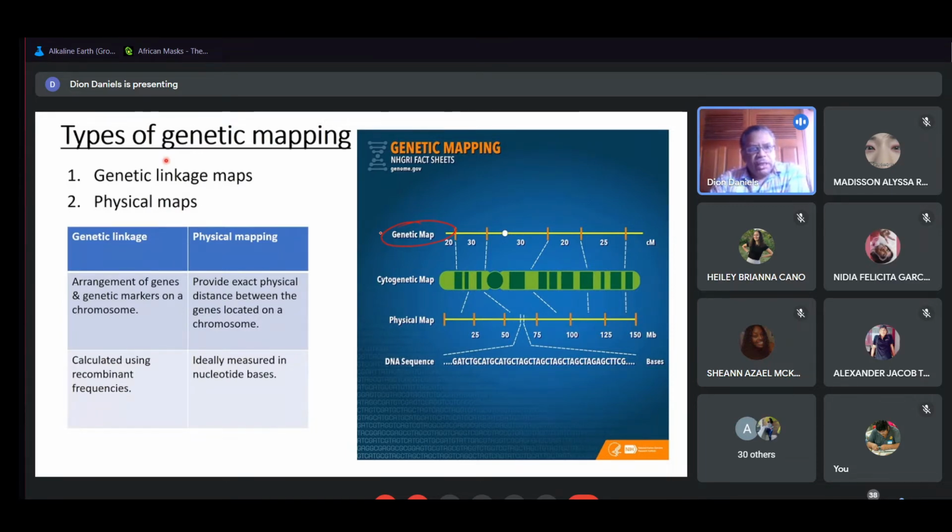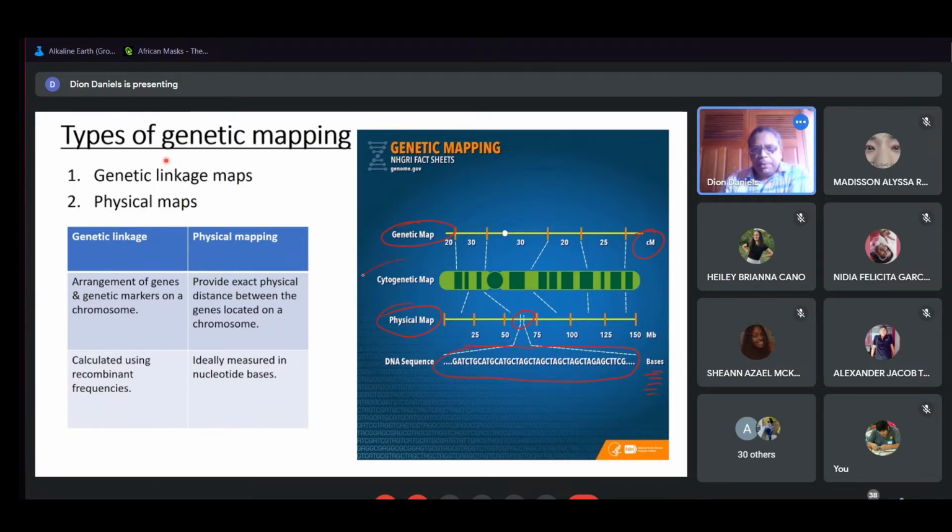Physical mapping, on the other hand, provides exact physical distance between the genes located on a chromosome, and it is ideally measured in nucleotide bases. When you look at this map at the bottom, the physical map, DNA sequencing plays a key role in developing physical maps. This portion right there gives you the DNA sequence, and it is in bases. If you notice the genetic map, we're talking about centimorgans, which is the distance on that chromosome.